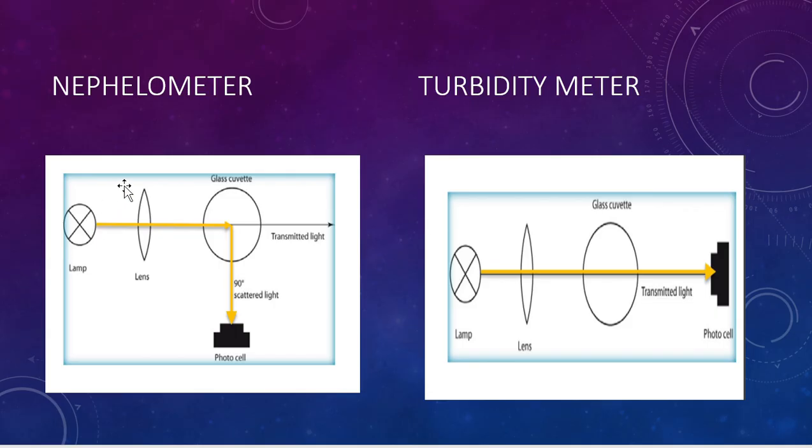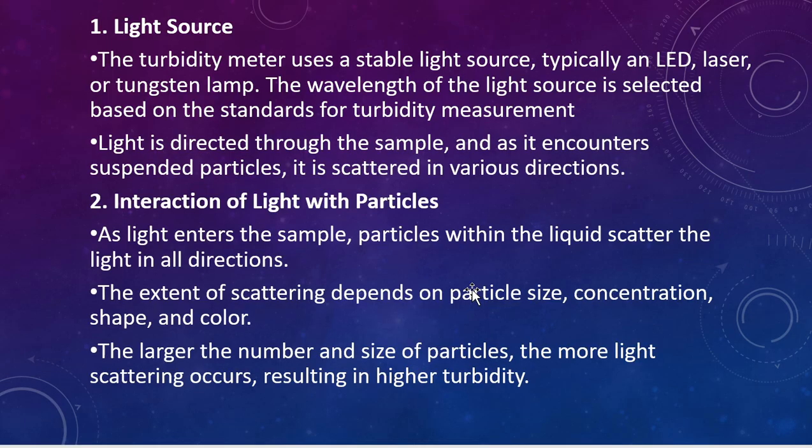We can clearly see that the instrument consists of a light source, a lens, a sample holder, and a detector. The light source in a turbidity meter is a stable light source, typically an LED, laser, or tungsten lamp. The wavelength of the light source is selected based on the standard for turbidity measurement. Light is directed through the sample, and as it encounters the suspended particles, it scatters in various directions.